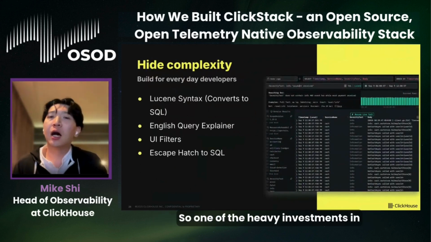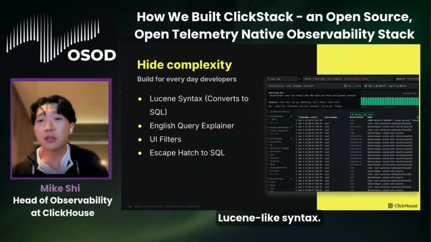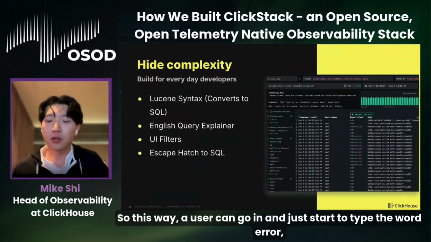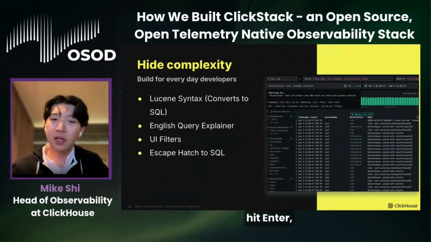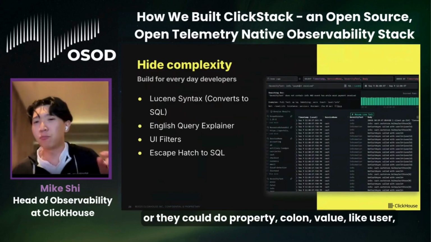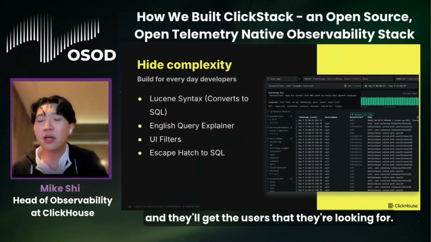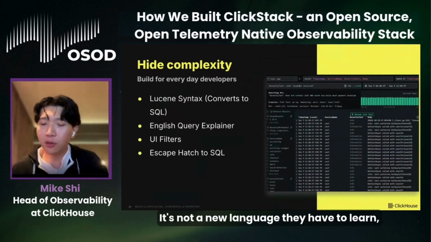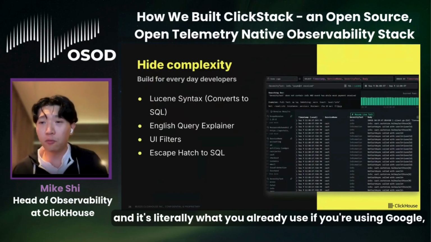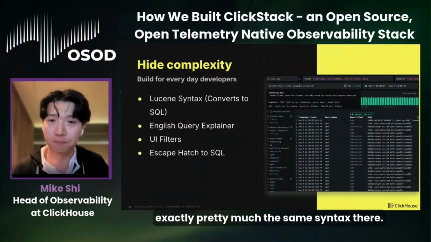So one of the heavy investments in our early days is supporting a Lucene-like syntax. This way, a user can go in and just start typing the word error, hit enter, and get all of the events associated with the word error, or they could do property : value, like user : blah, or whatever, and they'll get the users that they're looking for. It's not a new language they have to learn, and it's literally what you already use if you're using Google. Exactly, pretty much the same syntax there.